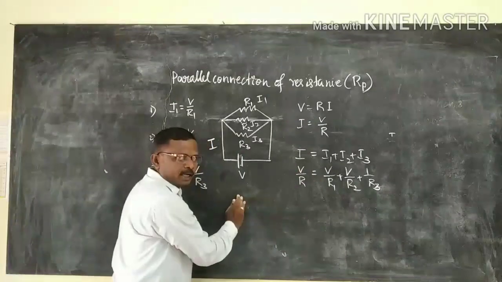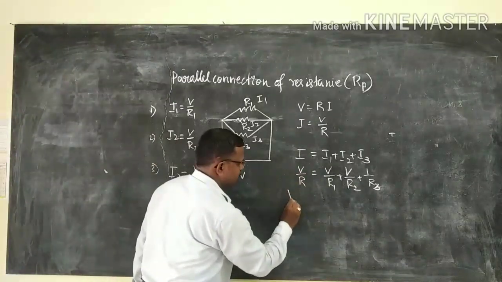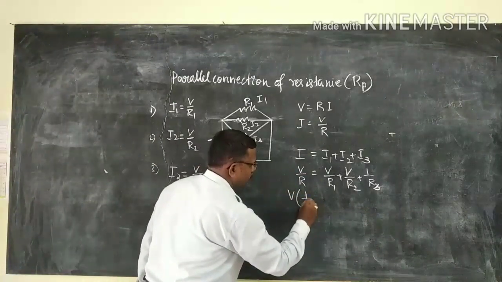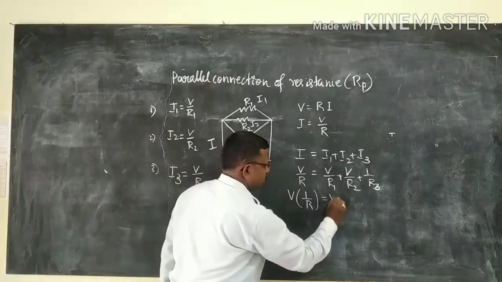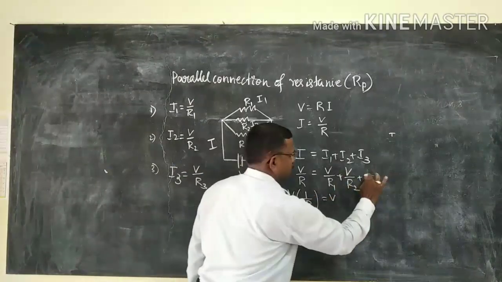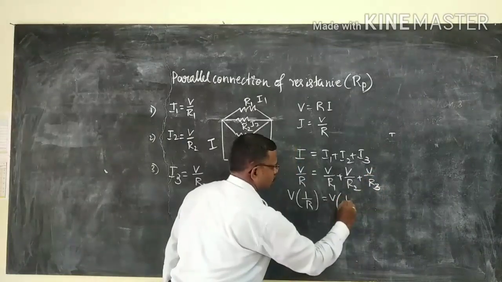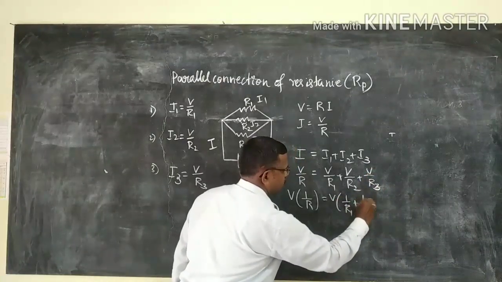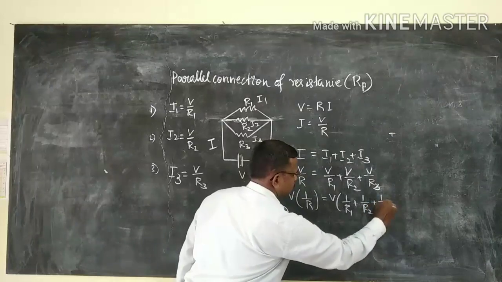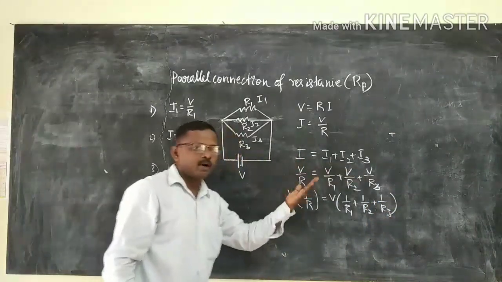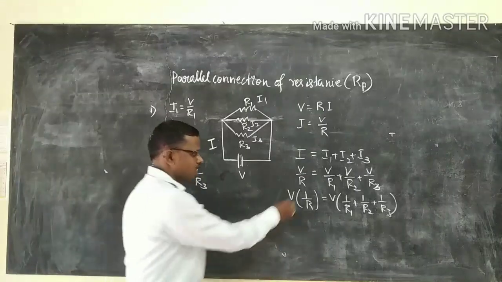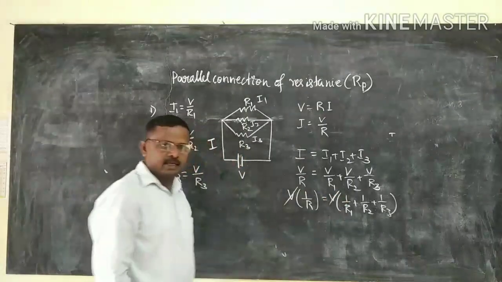Okay, now I take a common factor V. 1 by R is equal to V times (1 by R1 plus 1 by R2 plus 1 by R3). Why have I taken V common? When V is taken common, it gets canceled.